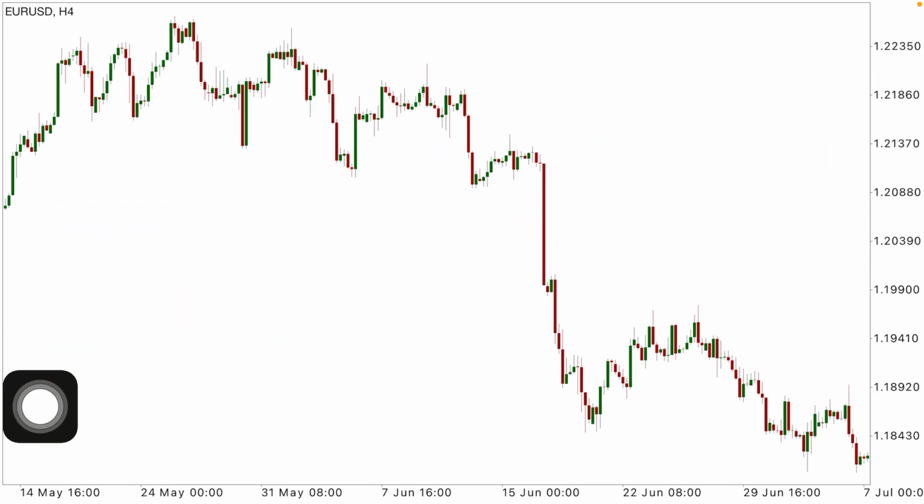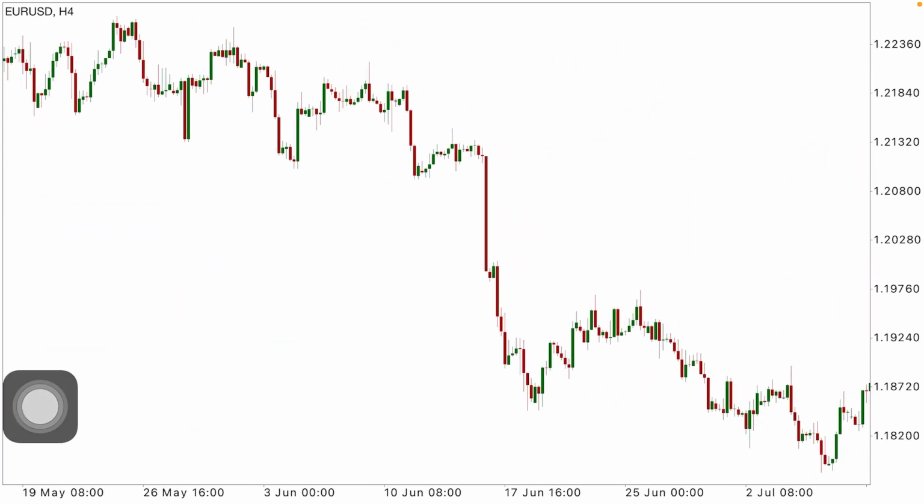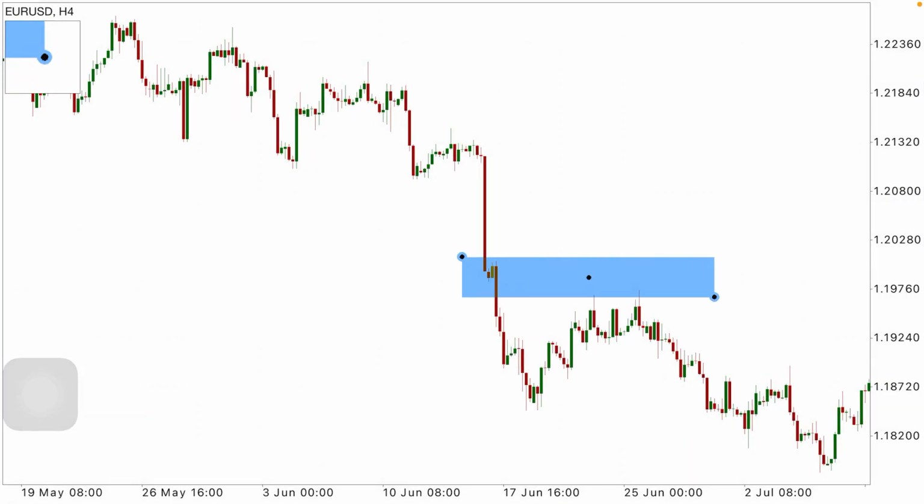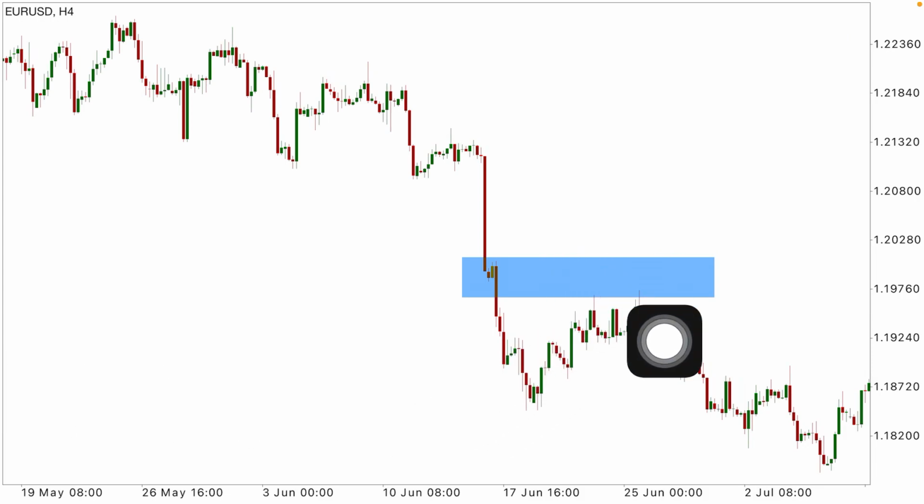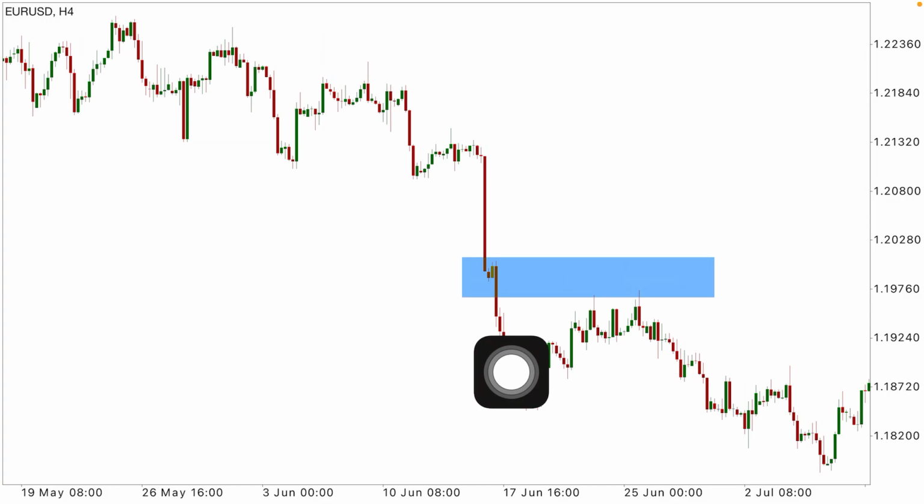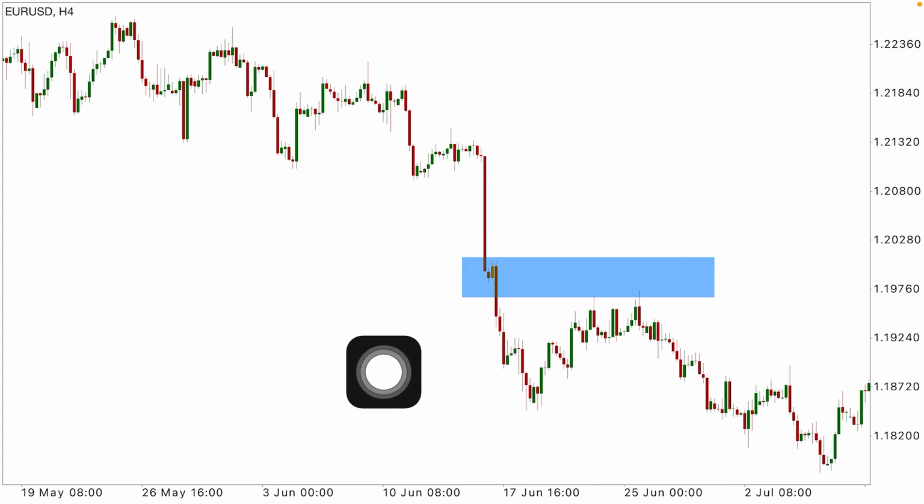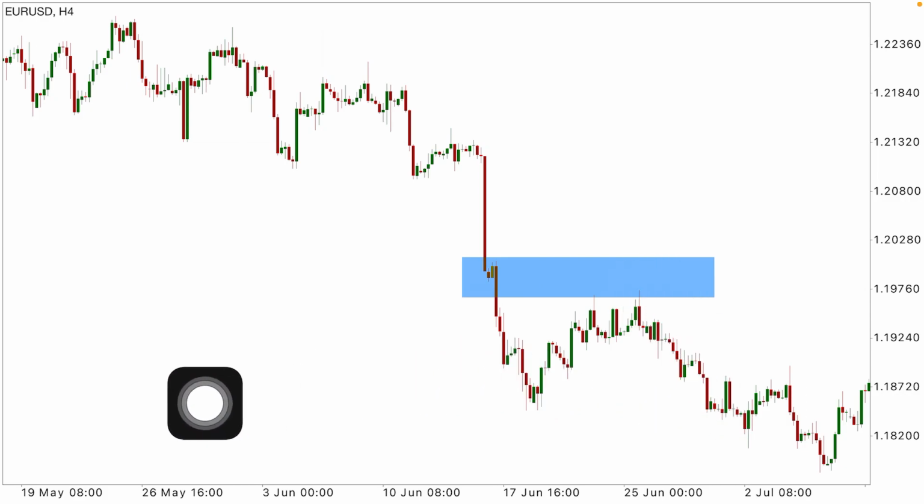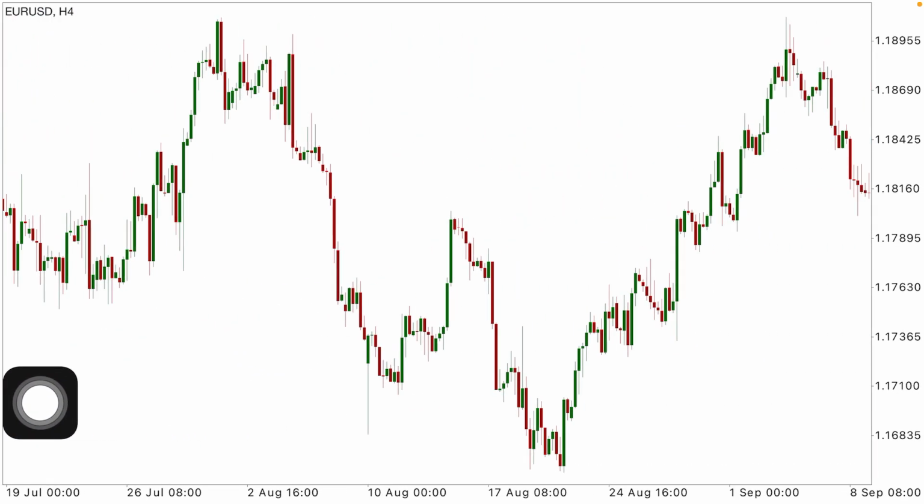Now to show you a drop base drop supply zone. Here the market dropped, formed a base and dropped again. So we mark this point. Price then rallied back into that zone and sold. The market dropped, formed a base and dropped again. So that is a drop base drop supply zone. The market is expected to come back to that zone and continue selling. So that is that example.